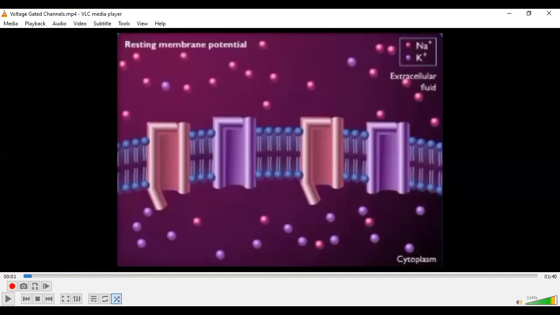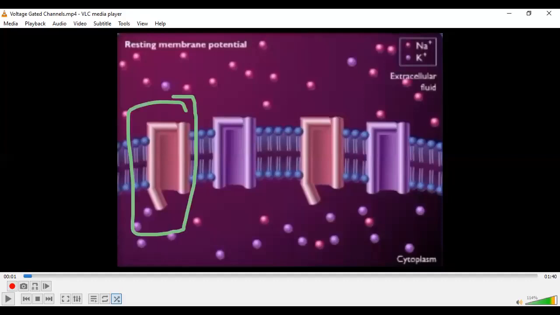You see that some variation is there in different books, but this particular one is suitable for us. So here, resting membrane potential. When we talk about the resting membrane potential, I think I should take green. So this is the area.